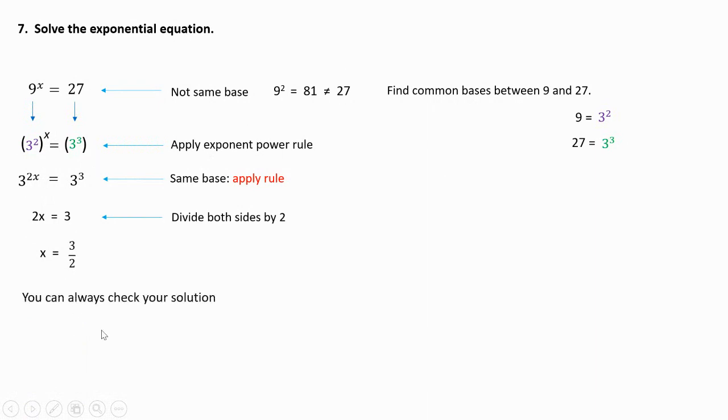Now, you can always check your solution by plugging into the original. If I plug in 3 halves for x, it's going to give us 9 to the 3 halves power, and you put it on the calculator, it's going to give us 27. I believe also on another video, I showed how to do it by hand without using a calculator. But anyway, you see they both are the same, so I know that's the right answer.